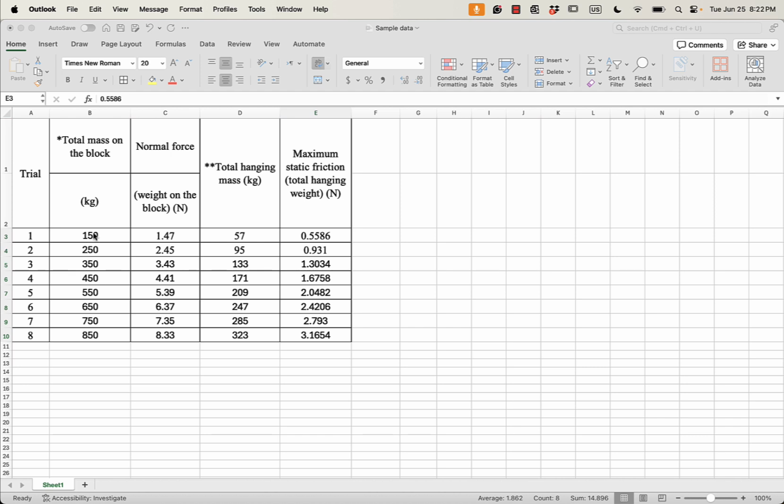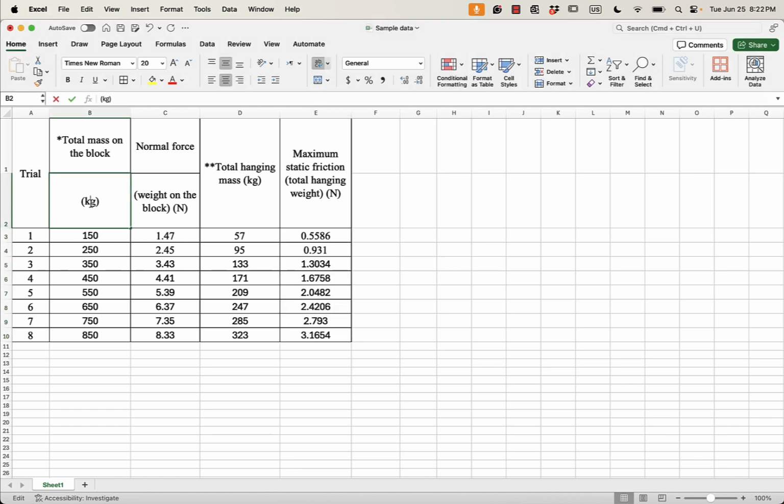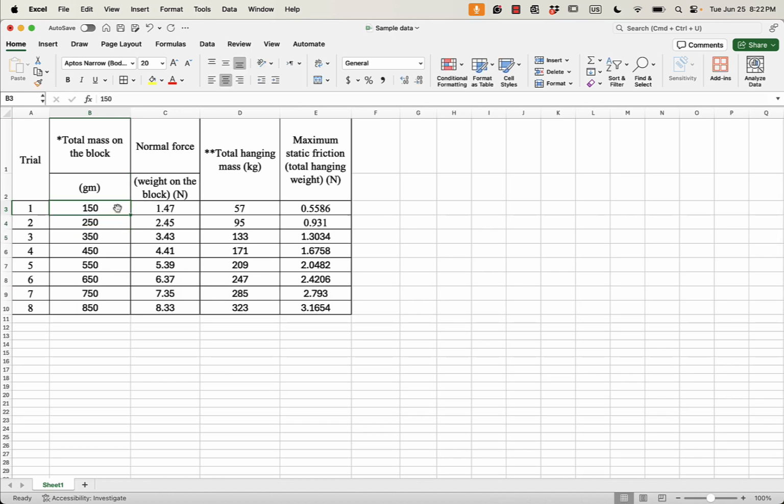Okay, and I showed you in the previous video lecture that the weight of this mass is the normal force. If you draw a free body diagram, because the block is not moving up or down, that means the weight should be equal to the normal force. This is in terms of gram, not kilogram. So change this total mass of the block to kilogram by dividing by 1000 and then multiply that by 9.8. That will give you the weight of the block, which is also the normal force.